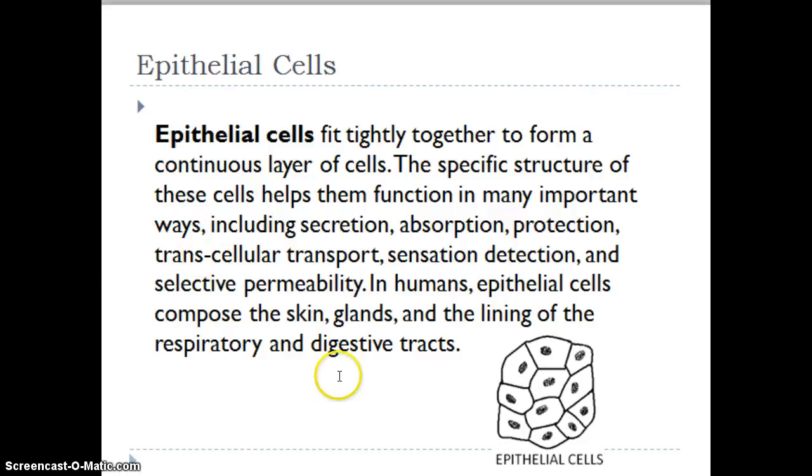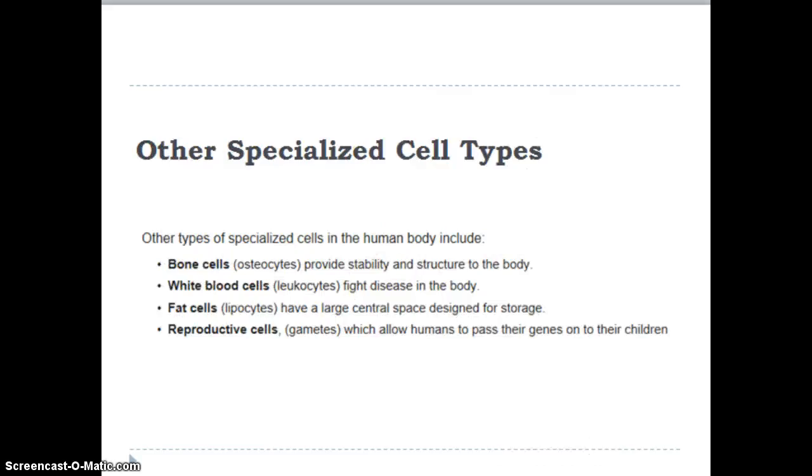Epithelial cells form our skin. They also form the inside of our intestines. Epithelial cells are very, very useful, the most common cell in our body. They are involved in secretion, absorption, protection, transcellular transport, sensation detection, and selective permeability. They're very, very important. Other cells that are involved would be bone cells, white blood cells, fat cells, reproductive cells. All those cells are a result of cell specialization. So that's a cell process that's very important also.